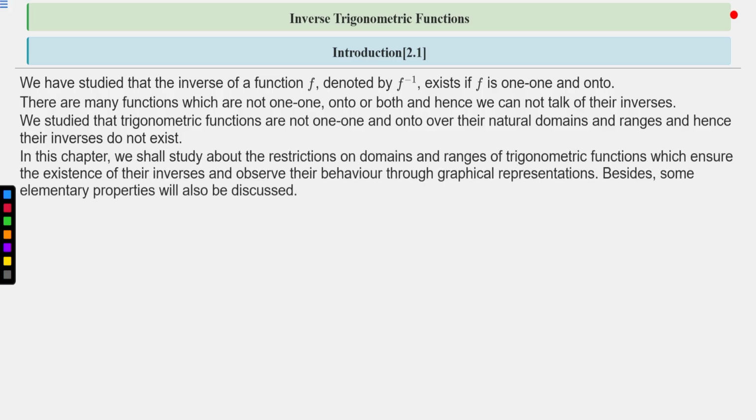So in this chapter we shall study the restrictions on domains and ranges of trigonometric functions which ensure the existence of their inverses, and observe their behavior through graphical representation. We will also see the graph, like if we restrict the domain and range, how the function will become 1-1 and onto. Besides, some elementary properties of the inverse trigonometric functions will also be discussed.